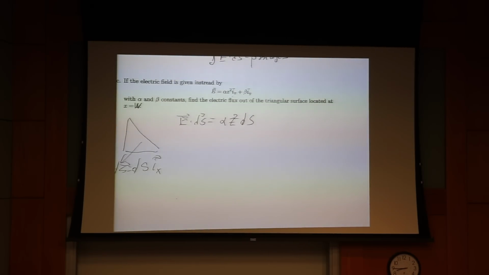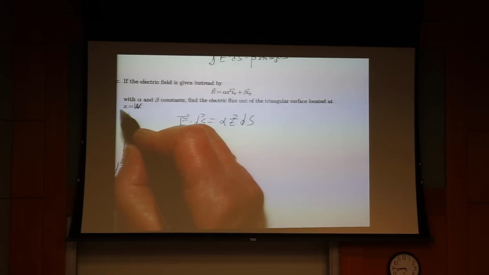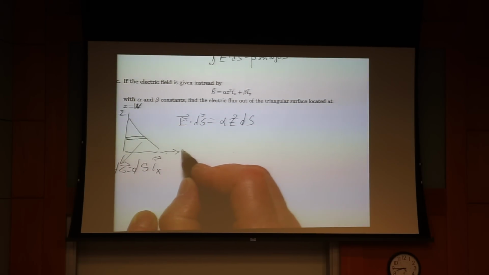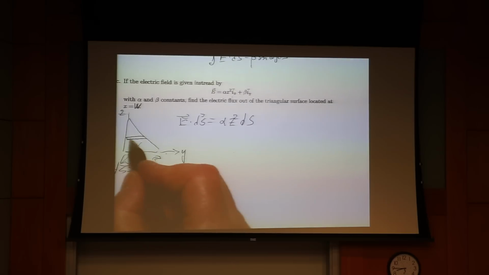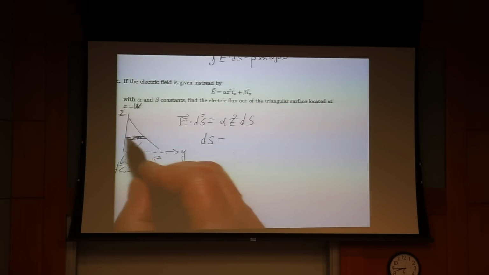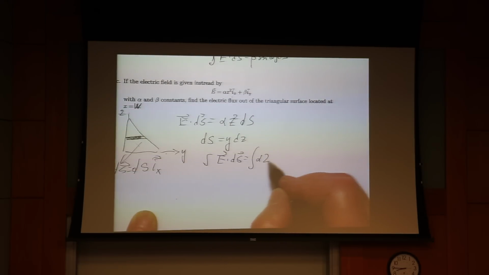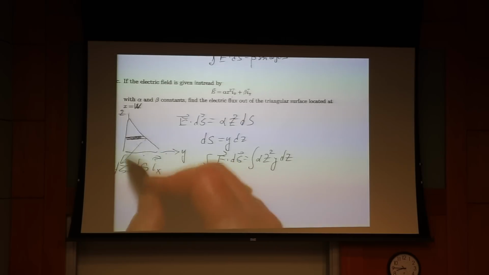We could try taking rectangles. We would have a double integral. The trick would be, take a slice which has a constant value of z. And then what is the area of this tiny slice? The area ds is equal to y times dz. So the integral of E dot ds becomes the integral of alpha z squared y dz. You can't do the integral of y dz unless you know how y depends on z.